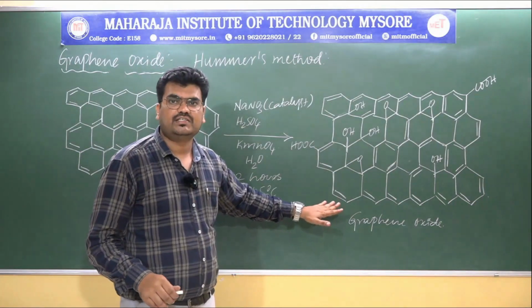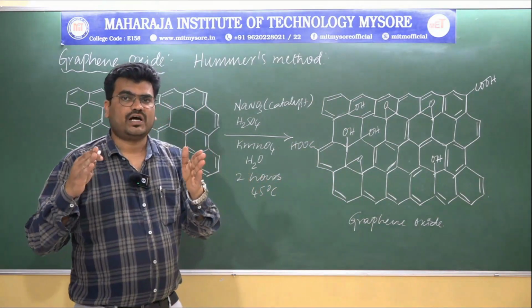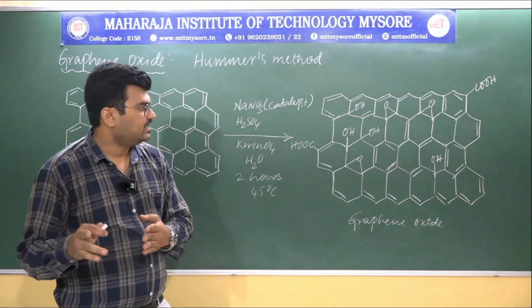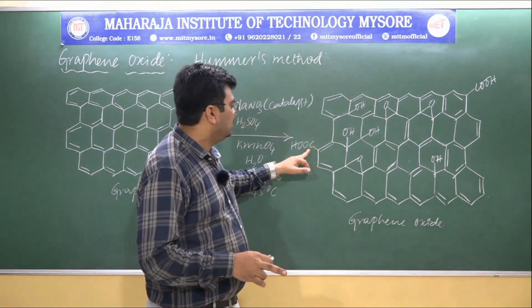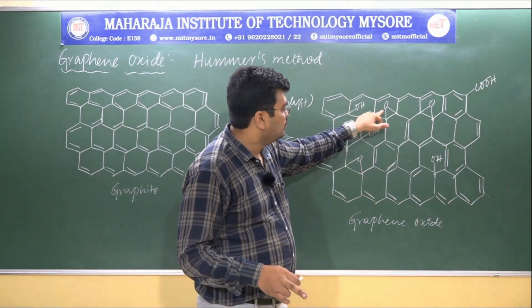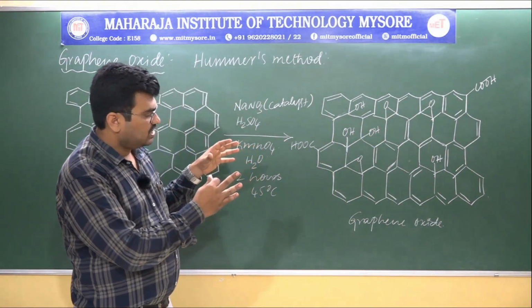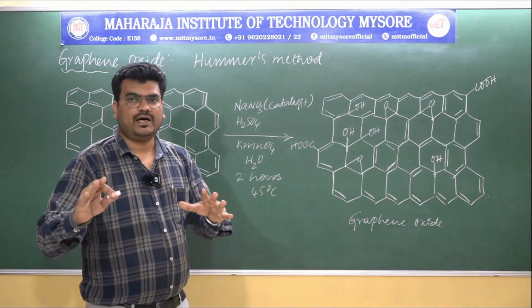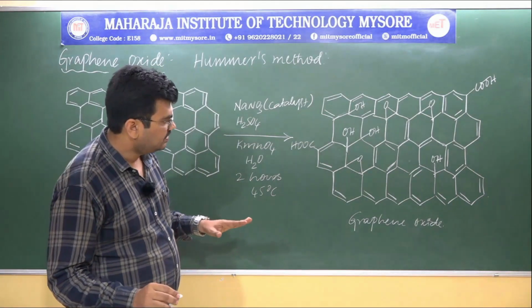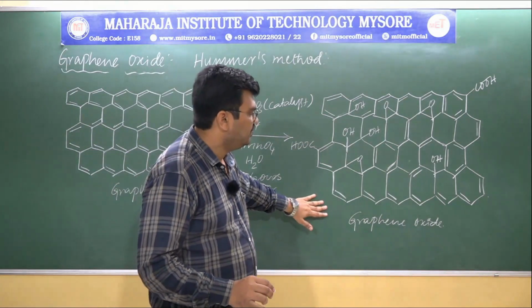The graphene oxide consists of so many oxygen-containing functional groups, like hydroxyl groups, like the COH group, like the epoxy group, like the carbonyl group, C double bond O group. That particular compound is called graphene oxide.